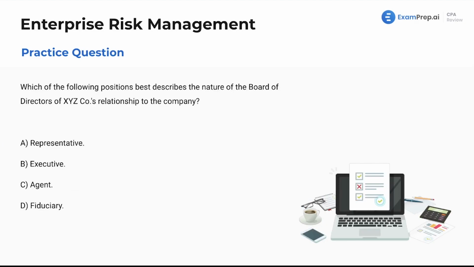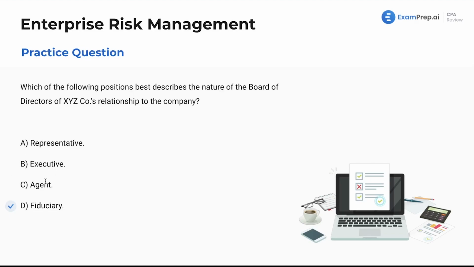Which of the following positions best describes the nature of the board of directors of XYZ company's relationship to the company? Well, similar to what we just saw, really beating this to death here, are the board of directors representatives, executives, agents, or fiduciaries? Now, straight up, I would just say fiduciary is the crystal clear standout answer here. And that's what I'm going to go with for sure. It's fiduciary. Fiduciary relationship is a legal or ethical relationship of trust between two people, organizations, or other parties. It's for sure fiduciary, and the board needs to have the company's best interest in mind.